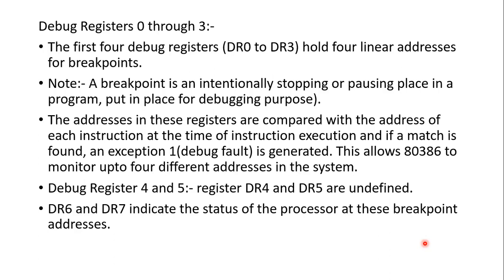Whatever is the address in these given registers, they are compared with the address of each instruction at the time of instruction execution. If a match is found, then an exception 1, that is a debug fault, is generated. Now what is the meaning of this sentence?